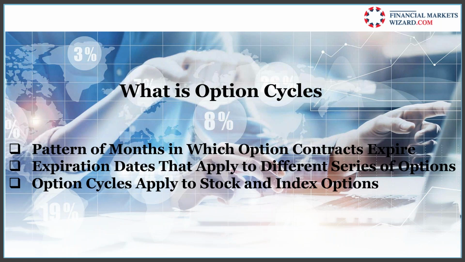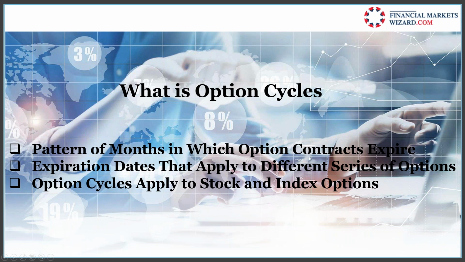That's the topic, and I will try to explain it in various ways. Let's look at this pattern of months in which option contracts expire. There are certain patterns of months in a year where options expire. Some expire in the first month of the quarter, some in the second month of the quarter, and some in the third month of the quarter. It depends on where the option is assigned. So they have a pattern. Try to understand this.